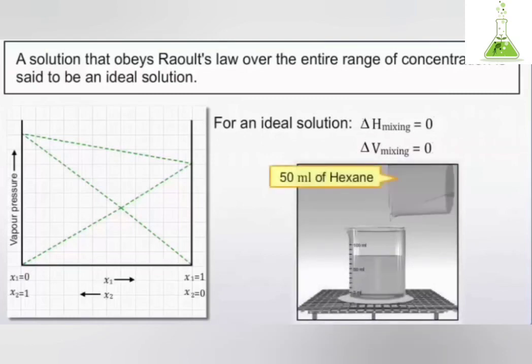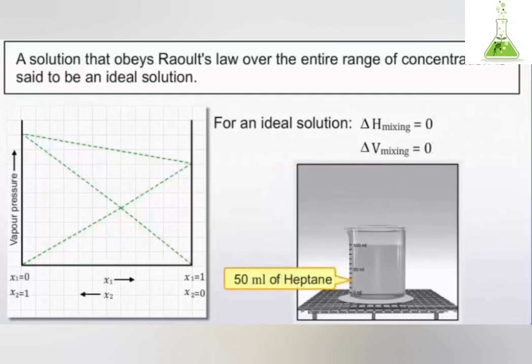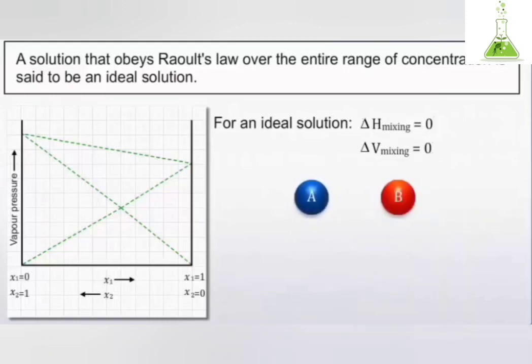For example, if 50 ml of hexane is mixed with 50 ml of heptane, the volume of the resultant solution will be exactly 100 ml. Also, no heat is absorbed or evolved during the mixing of the two components. The ideal behavior can be explained on the basis of intermolecular attractive interactions between the two components.